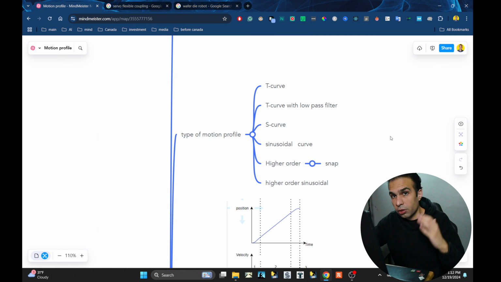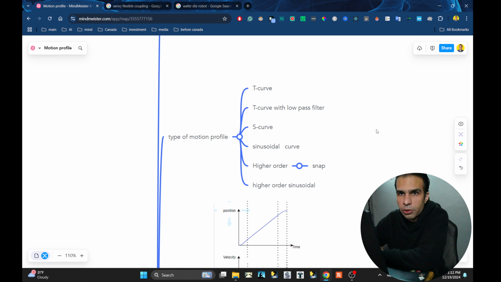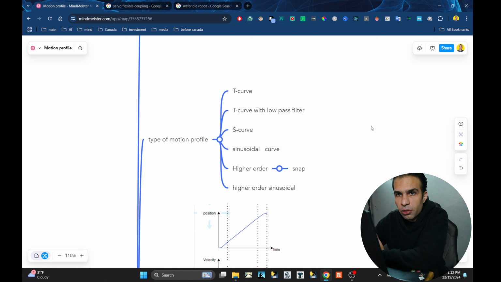Okay, so the next question is: what types of motion profile exist? You can do a lot of weird motion profiles, but these are the ones that you see very commonly in the industry, at least what I saw in the industry as a semicon guy. These are the ones that are popular in semicon.